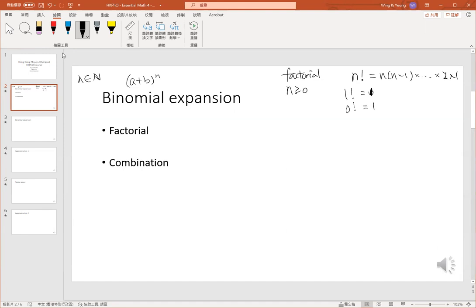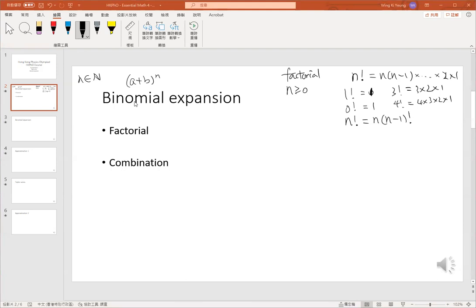So just for example, 3 factorial is just 3 times 2 times 1. 4 factorial is just 4 times 3 times 2 times 1. Okay. So it is not difficult to understand that n factorial can be written as n times n minus 1 factorial, is it? Because n minus 1 factorial is n minus 1 times n minus 2 and up to 1. Okay, so this is how we define a factorial.